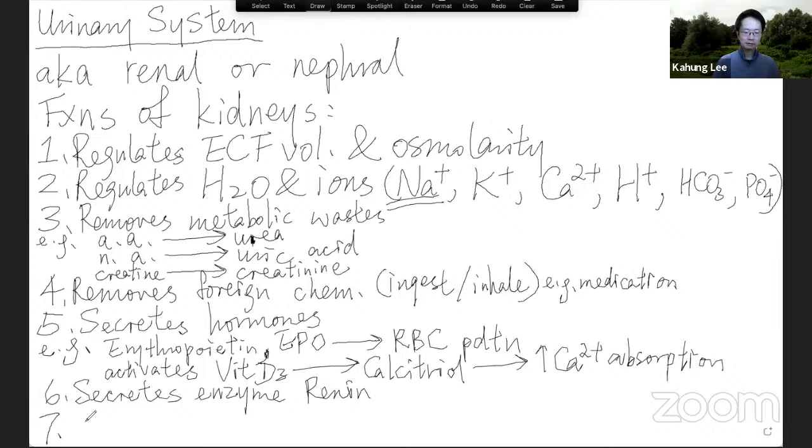Number 7. I would say glycogenolysis. Yeah, kidney actually stores glycogen. Well, maybe I should put it this way. Stores glycogen. And then you do the glycogenolysis.